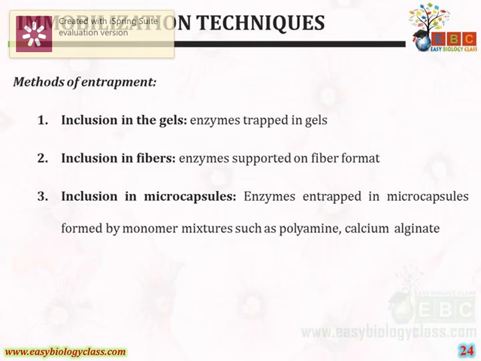It is a very simple and useful method, because here the enzymes get entrapped inside the microcapsules, which are formed by the monomer mixture such as polyamine and calcium alginate. Here we have to make a monomer mixture, and microcapsules can be made from this monomer mixture, and inside the capsule we can entrap the enzymes. Okay, this is a very simple and important method among the others.